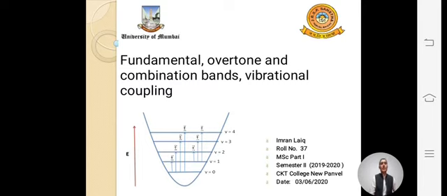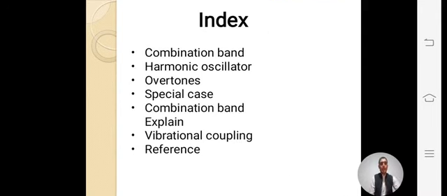I am going to present a presentation in organic chemistry under the title of Fundamental, Overtone and Combination Bands, Vibrational Coupling. My presentation includes these contents.